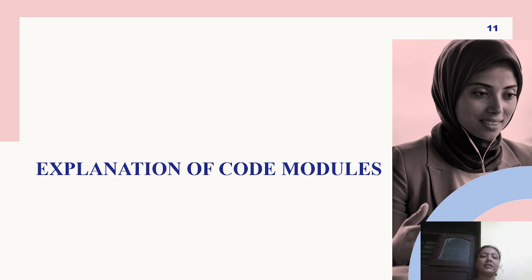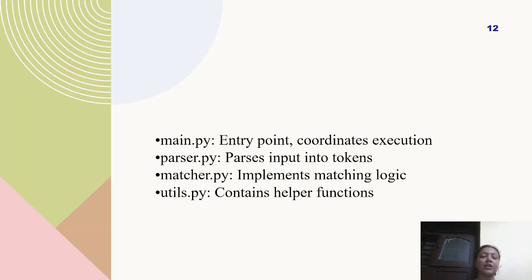Next is the explanation of the code modules. Here's a quick rundown of the files. The main.py is the starting point that runs the program, and parser.py breaks down the input text into manageable tokens. matcher.py contains the logic to find patterns in those tokens, and util.py has helper functions, such as string cleaners or converters, that make parsing and matching easier.